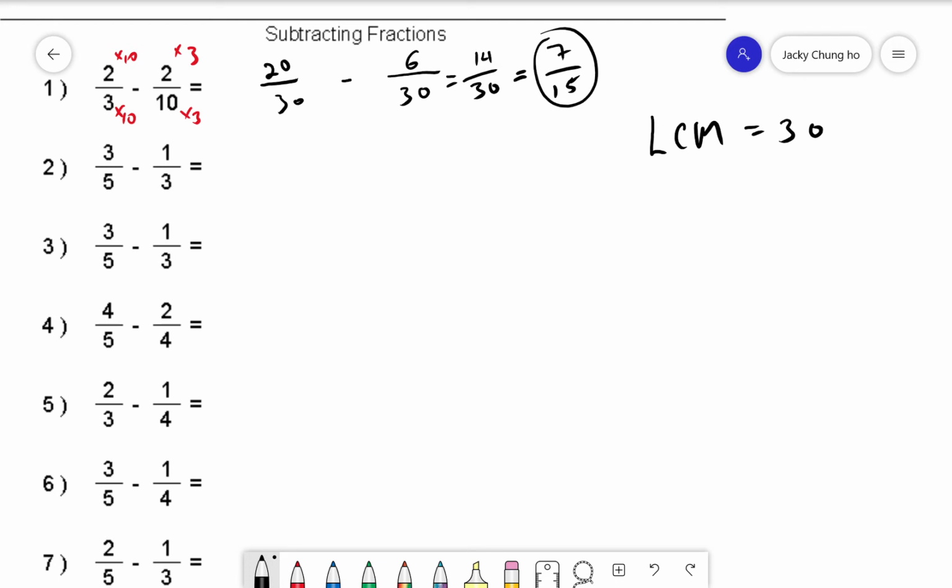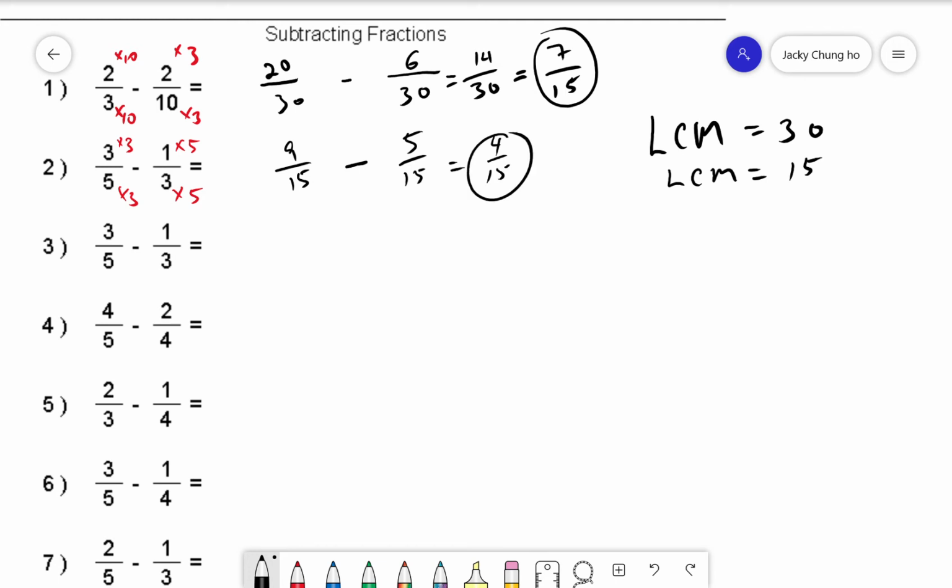Number 2, I have 3 over 5 minus 1 over 3. So the LCM has to be 15. The first fraction you have to multiply by 3. The second fraction you have to multiply by 5. So you should have 9 over 15 minus 5 over 15, which will get you to 4 over 15.